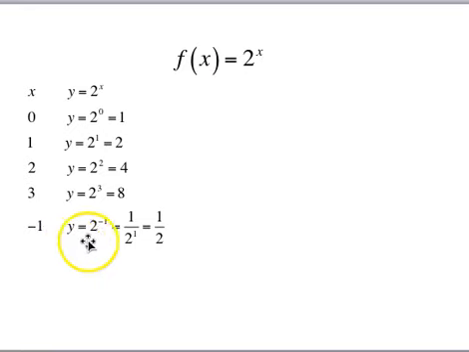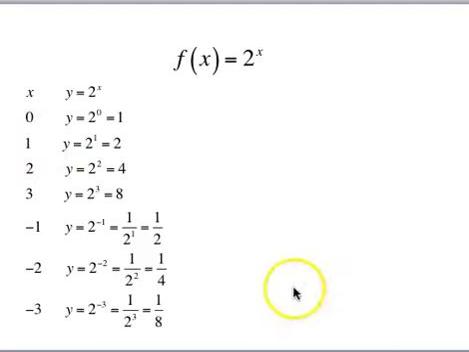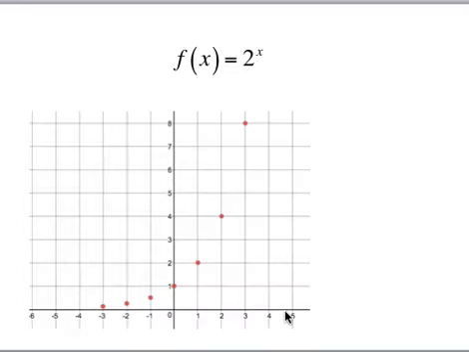So for negative 1, y equals 2 to the negative 1 power. If we have a negative exponent, that bounces downstairs. That means 1 over 2 to the first power, or 1/2. If x is negative 2, we have 2 to the negative 2 power, which is 1 over 2 to the positive 2 power, or 1/4. So we have a collection of points, 1, 2, 3, 4, 5, 6 points that are going to help us establish this graph. Here's the seventh. If x is negative 3, 2 to the negative 3, 1 over 2 to the third is 1/8.